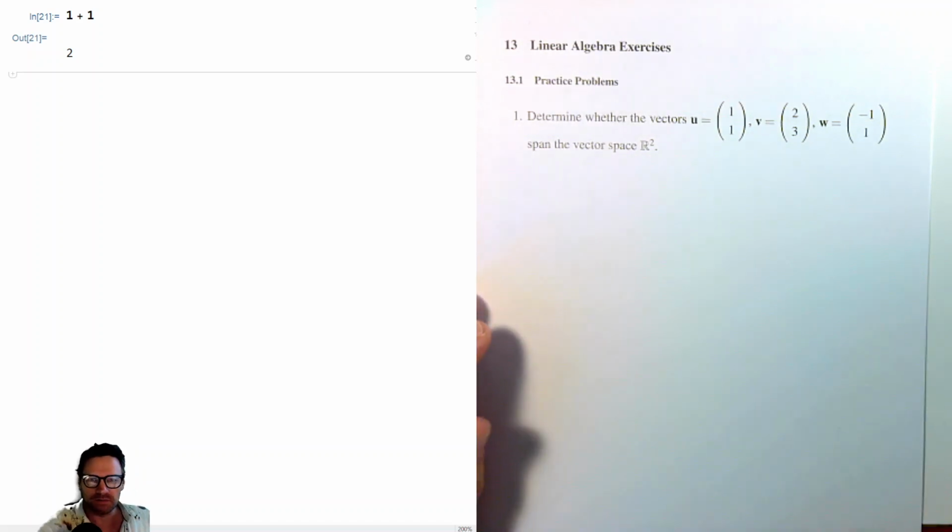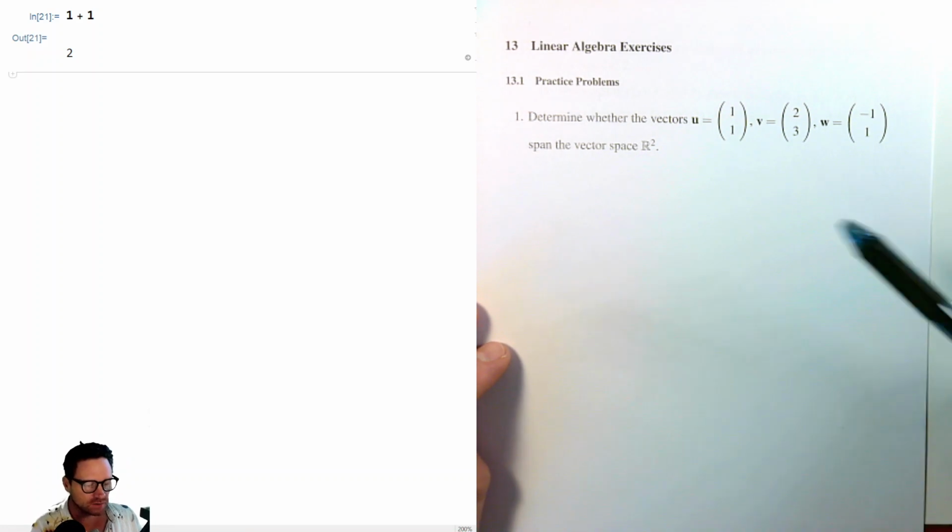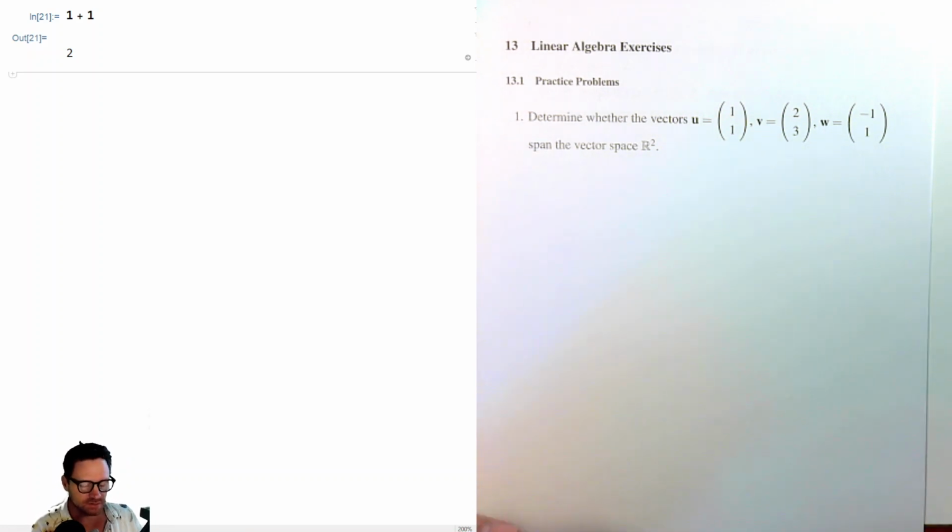Welcome! Today we are going to have a look at some revision exercises in preparation for your exam. So, question number 1. Determine whether the vectors u, v, and w span the vector space R2.